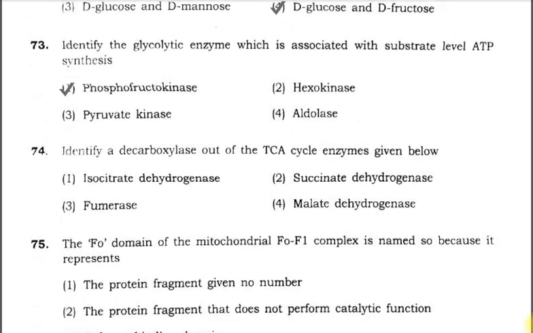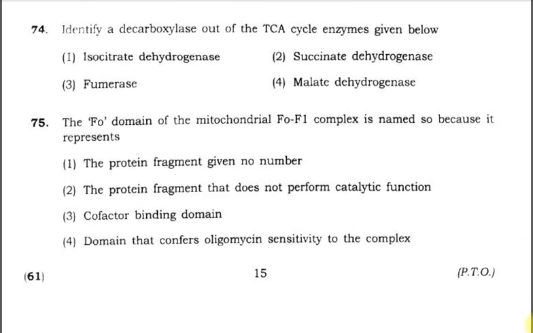Question number 74. Identify a decarboxylase out of the TCA cycle enzymes given below. Option 1, isocitrate dehydrogenase, number 2, succinate dehydrogenase, number 3, fumarase, number 4 is malate dehydrogenase. So here the correct answer is isocitrate dehydrogenase. It causes the conversion of alpha ketoglutarate to succinyl coenzyme A, and a carbon dioxide molecule is produced.